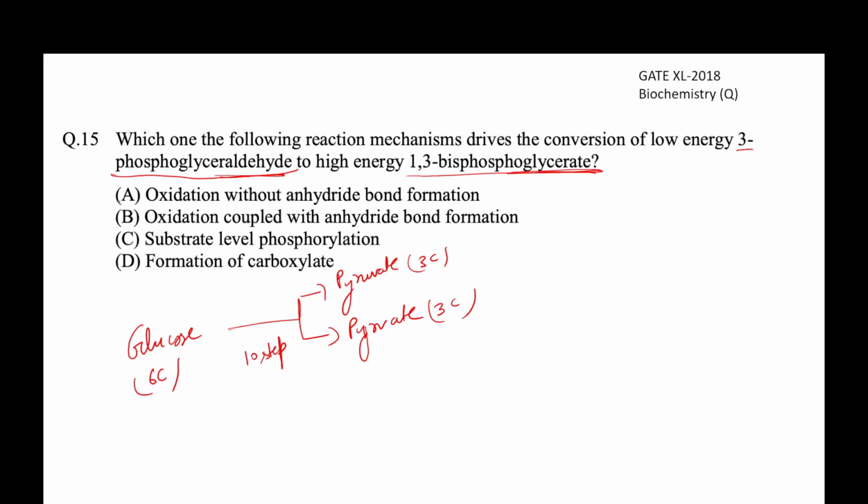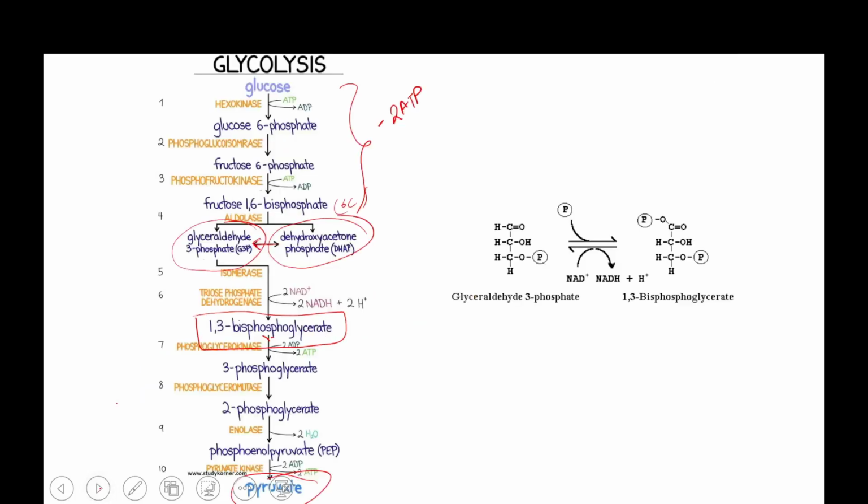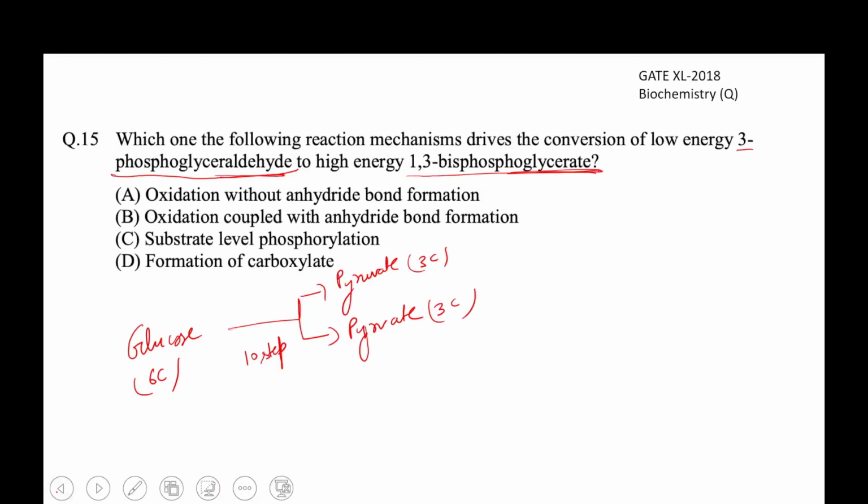So two options we have show oxidation, and the other two options are substrate level phosphorylation and formation of carboxylate. These options are wrong because substrate level phosphorylation is happening at a later step, but not at this particular step. Here no substrate level phosphorylation is happening. Also, formation of carboxylate is not happening. Glycerate is being formed, so this option is also wrong.